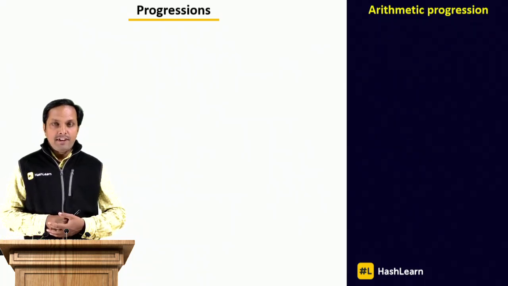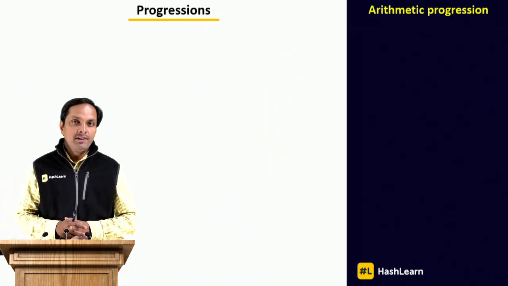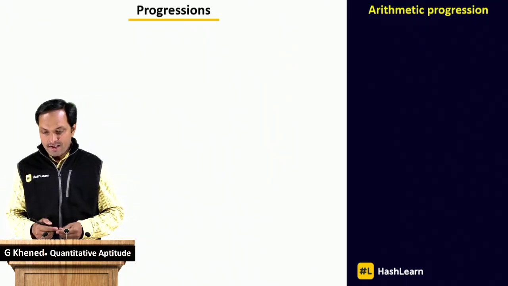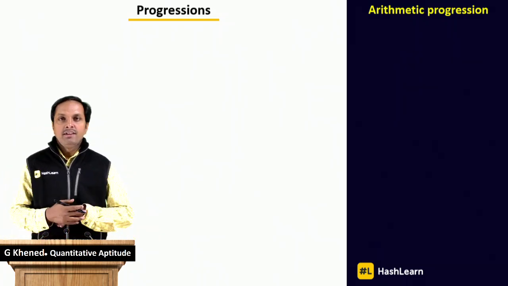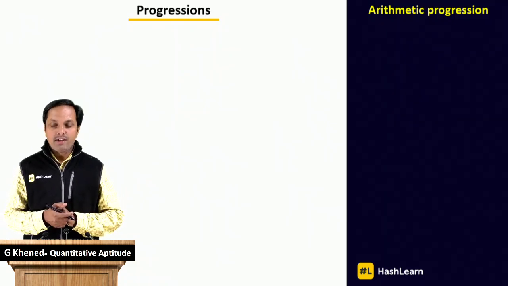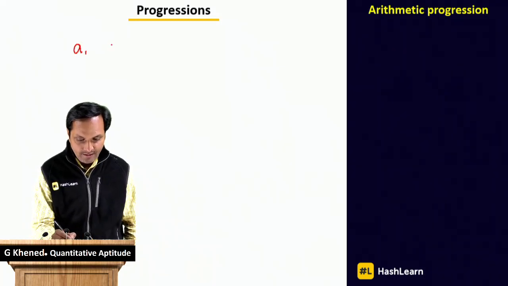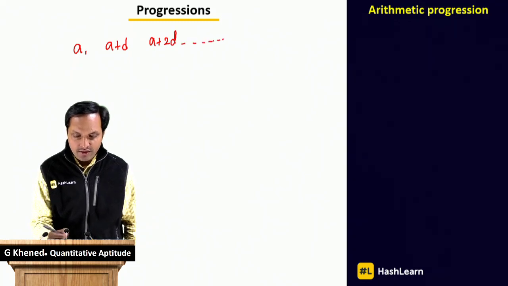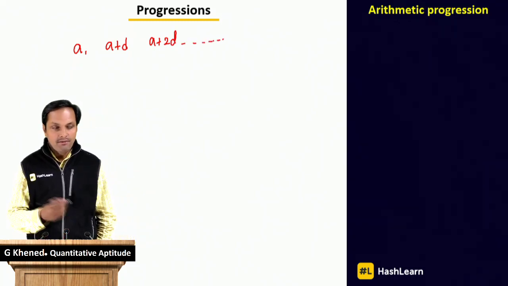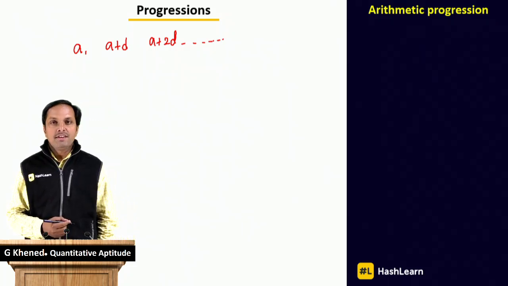Okay, so the first one in progression is arithmetic progression, and the second one is geometric progression. So what exactly is arithmetic progression? Progression is nothing but a set of numbers which will follow a certain sequence. Example, if I write a plus d, a plus 2d, and so on, this is following some sequence. What is the sequence? The term is increasing by d.